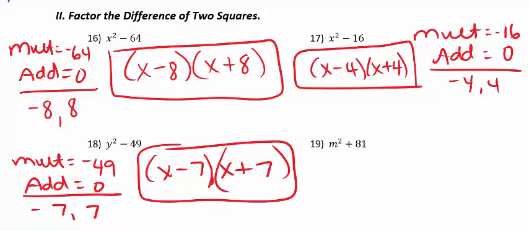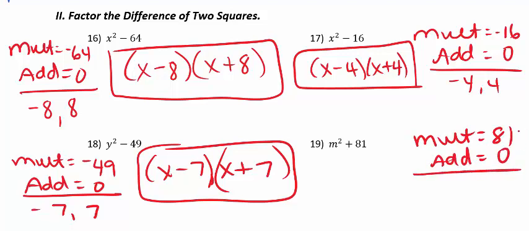And when we look at number 19, again, we're trying to figure out what two numbers multiply to be 81 but add to be 0. Now this time, because we have a positive 81, we have just a positive 9 and a positive 9 that multiplies together to be 81. But we can't think of any two numbers that when I add them together are going to be 0. They would have to be opposite signs to make that happen.